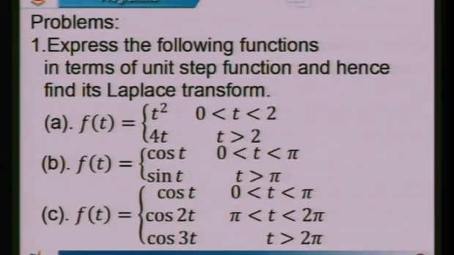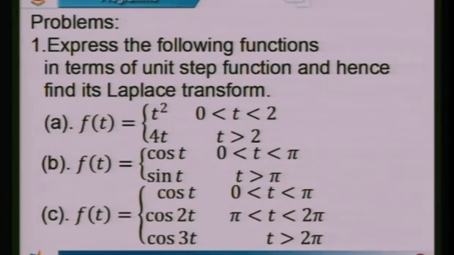First one, f of t equal to t square in the interval 0 less than t less than 2, 4t for t greater than 2. Second one, f of t is cos t defined in the interval 0 less than t less than pi and sin t for t greater than pi. Third one, f of t is cos t for the interval 0 to pi, cos 2t for pi to 2 pi, cos 3t for t greater than 2 pi.